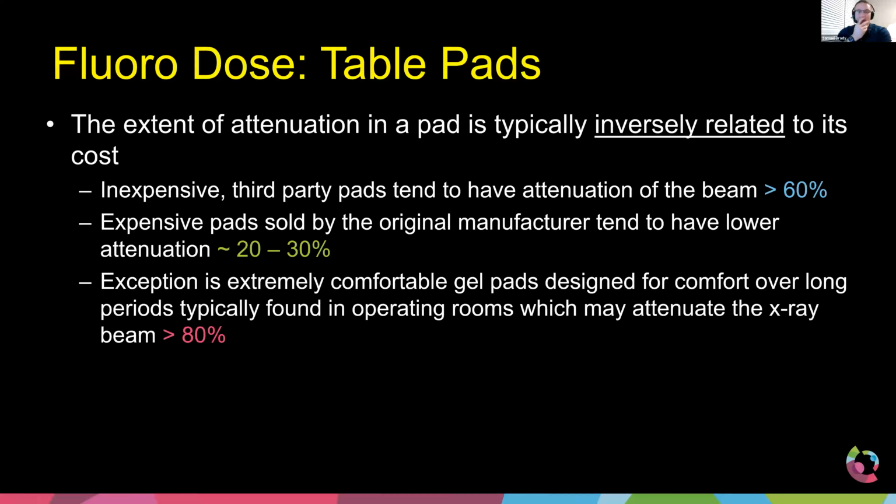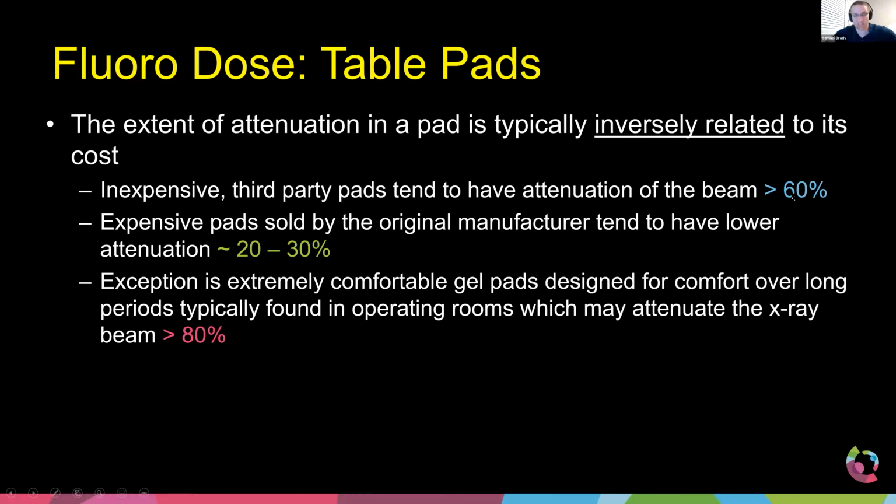Now, not all pads are created equally. There are some pads out there, and they tend to be the inexpensive, the cheaper versions, things that you can buy from third-party vendors. They tend to be made of really attenuating material, lots of gel, lots of foam. And so these can actually attenuate the beam by 60%. I've seen them upwards of 60%.